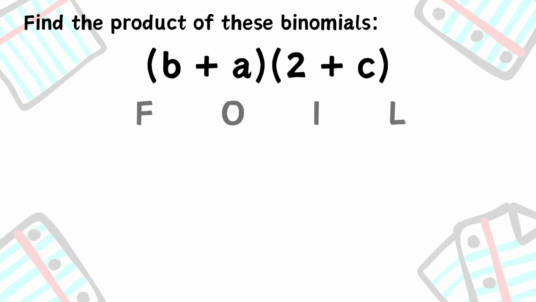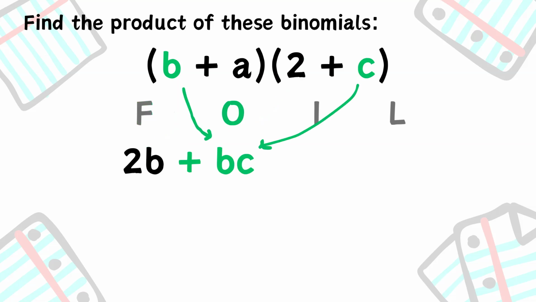Alright, let's use the FOIL method to solve this. The first step in FOIL is to multiply the first terms in the binomials. Here, that would be b and 2, which gives us 2b. The next step in FOIL is to multiply the outside terms, b and c. The third step in FOIL is the inside terms.